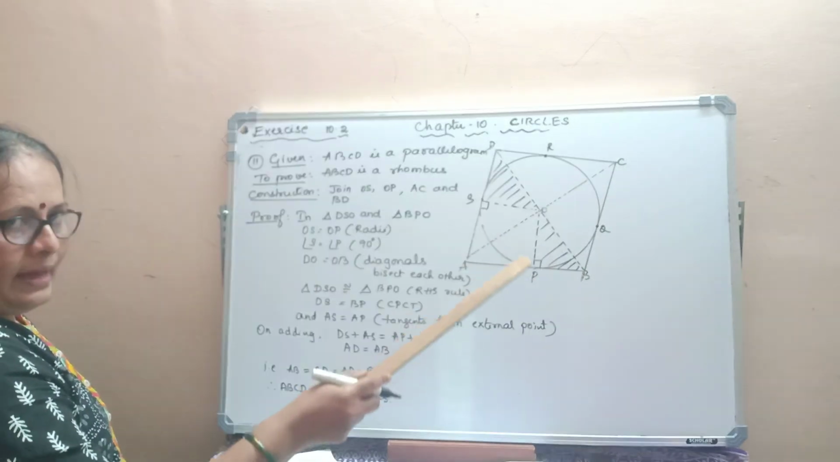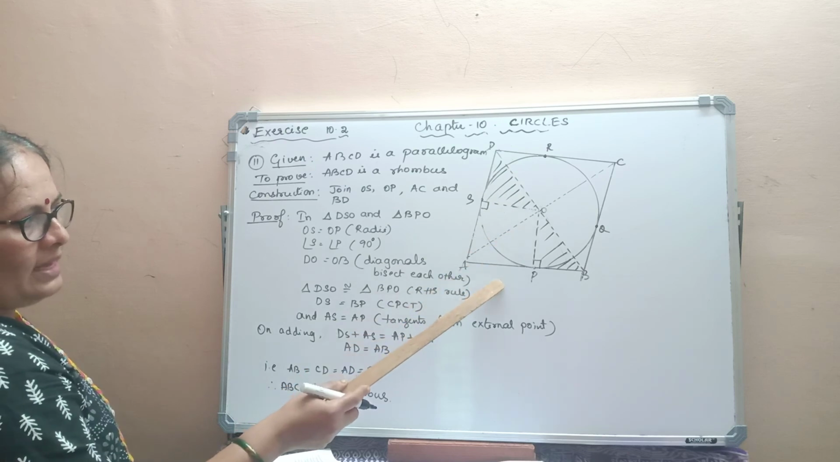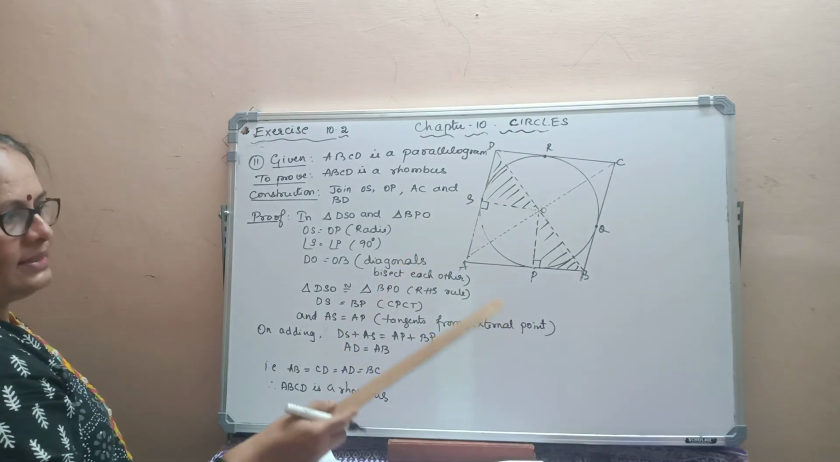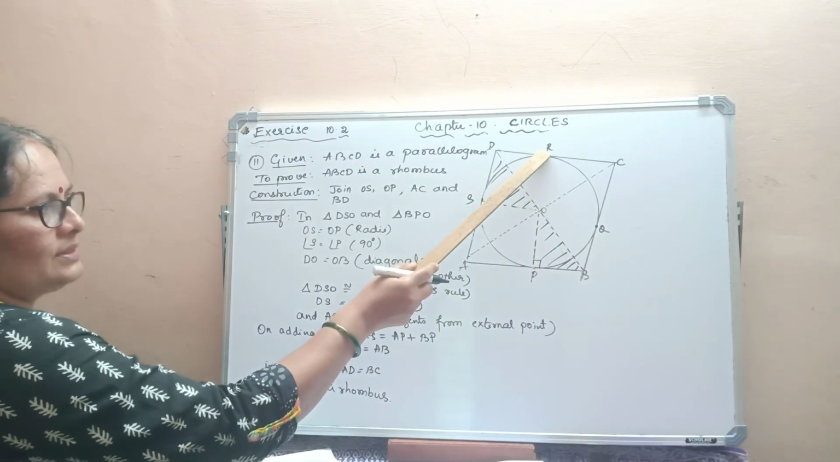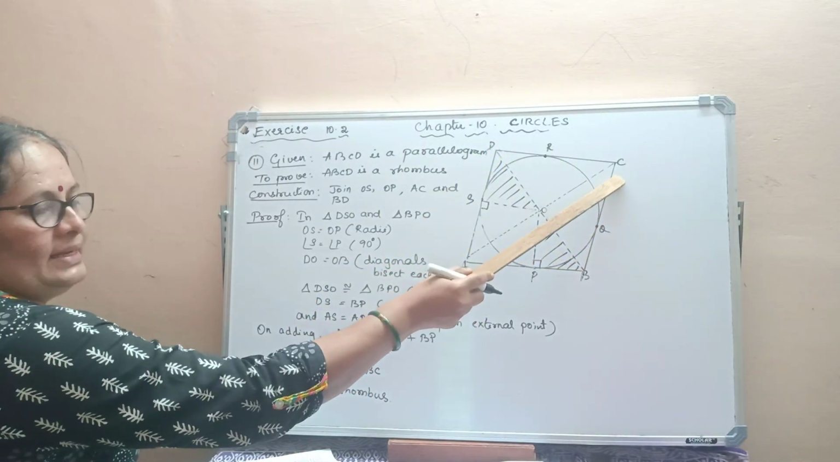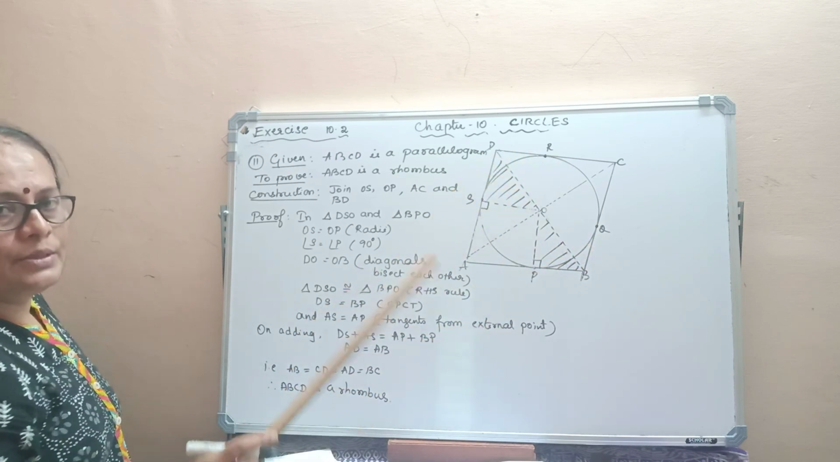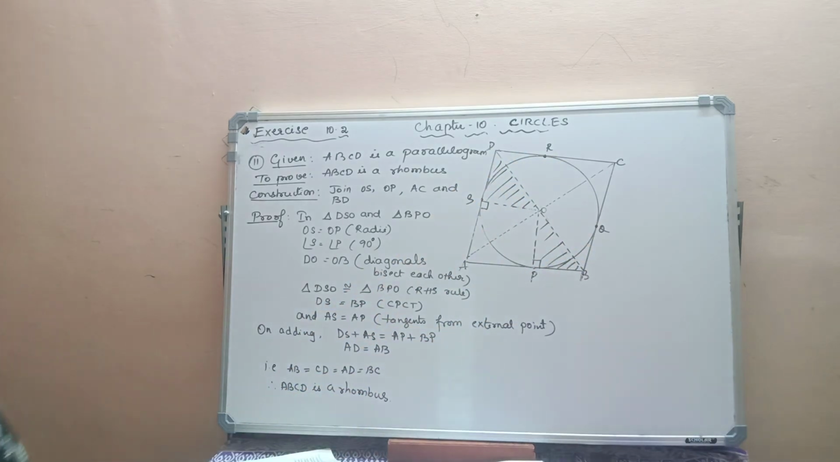But it is a parallelogram. AB equals CD. But we proved that AB equals AD. It means that AB equals CD, which is equal to AD, which is also equal to BC. It means all the four sides are equal. So it is a rhombus.